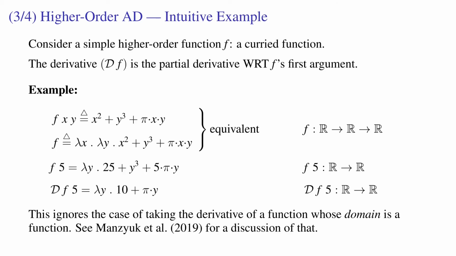But let's give a simple example, a binary curried function. So f of xy equals x squared plus blah blah blah. We can take f at the point 5 and get a function from y to 25 plus y cubed blah blah blah. We can take the derivative of f at 5, and we'll get the partial derivative of f with respect to its first argument. So a map from y to the derivative of that expression with respect to x at the point x equals 5 and y. I'm ignoring derivatives of functions whose domain is a function. Read the paper for that.